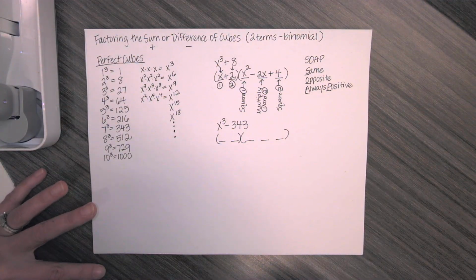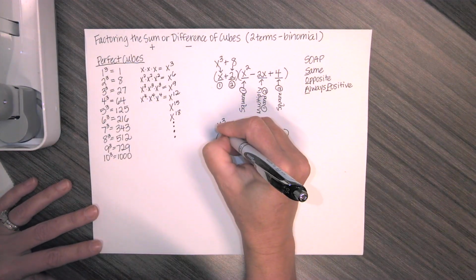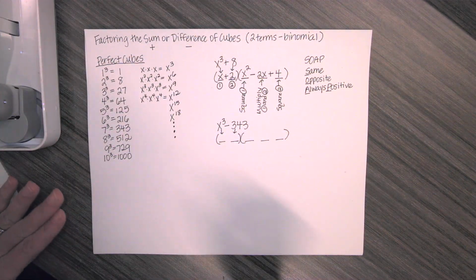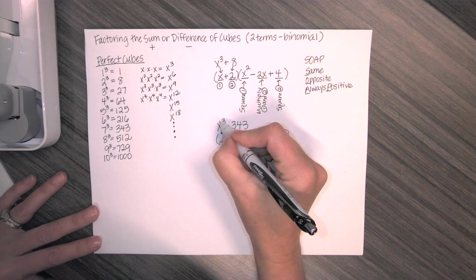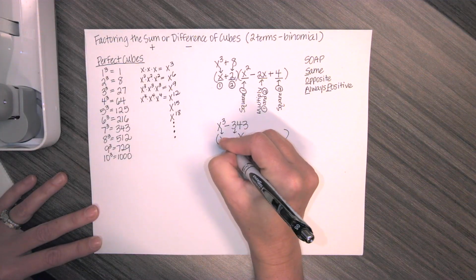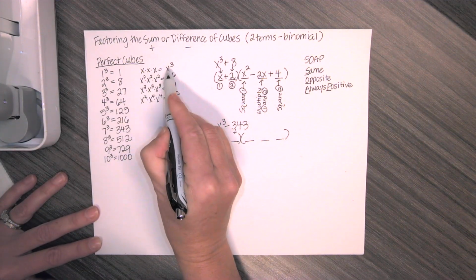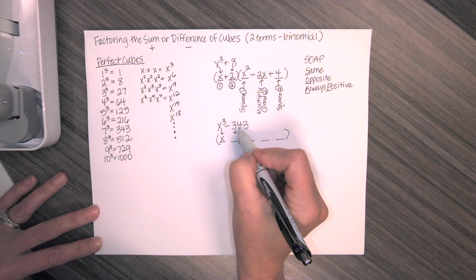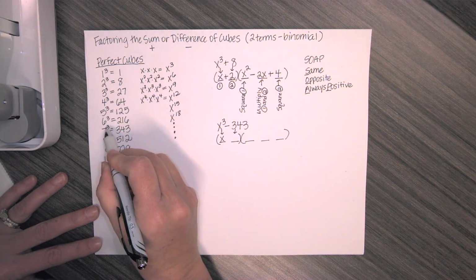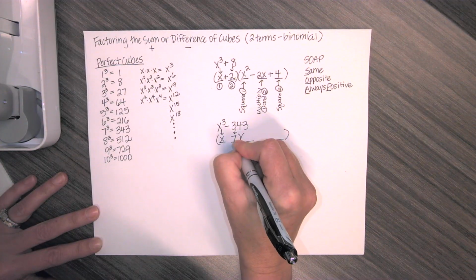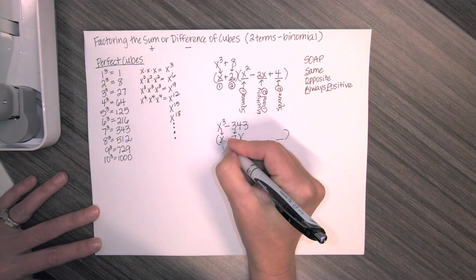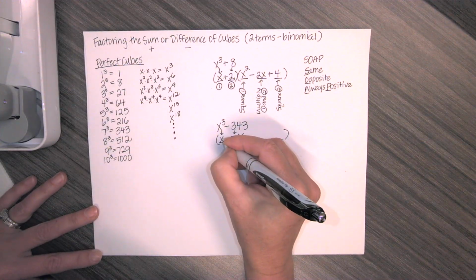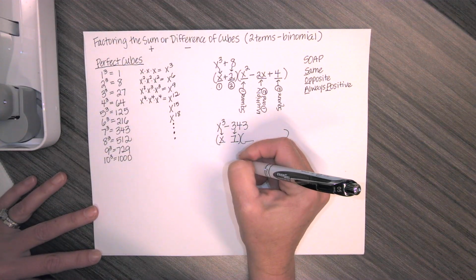All right, so to fill in those first 2 terms, I'm going to take the cube root of both of these terms in the problem. The cube root of x cubed is x. We see it right here. The cube root of 343 is 7, because you're asking what number raised to the 3rd power would give you this. So this is going to be x, and this is going to be 7.